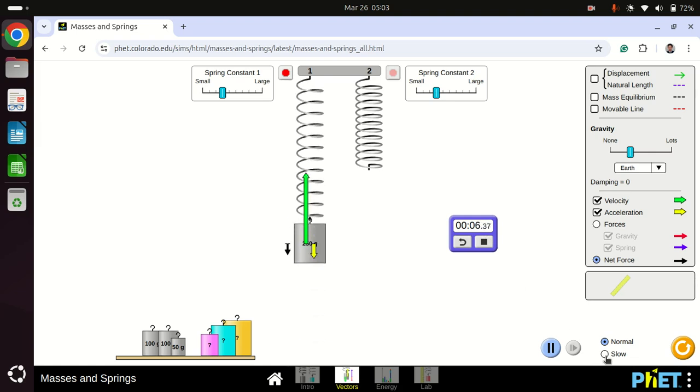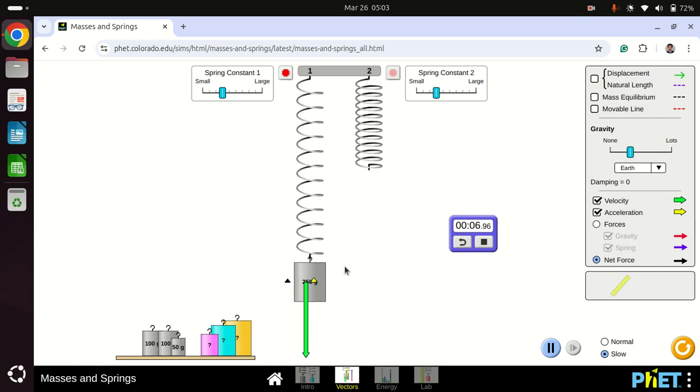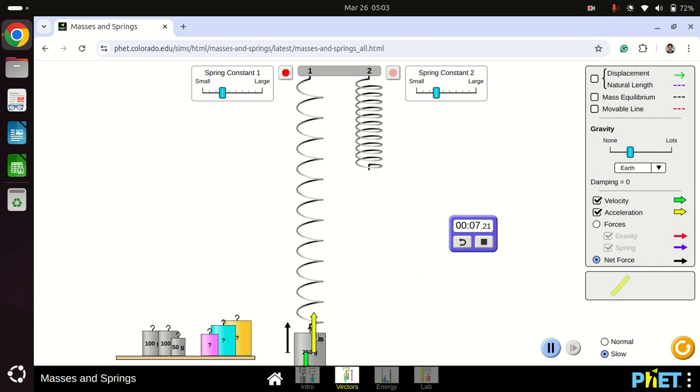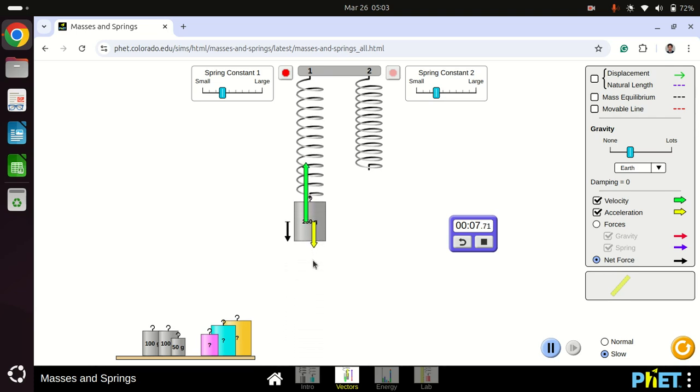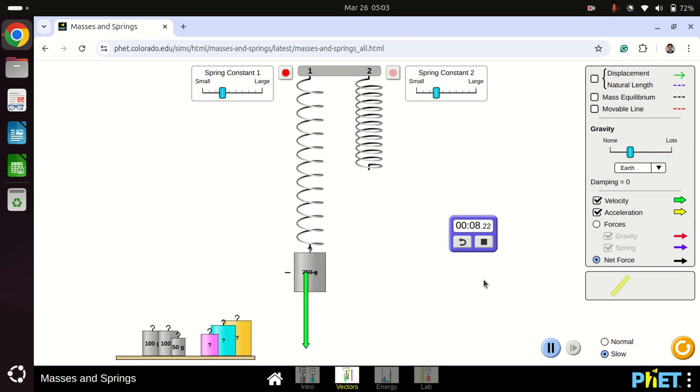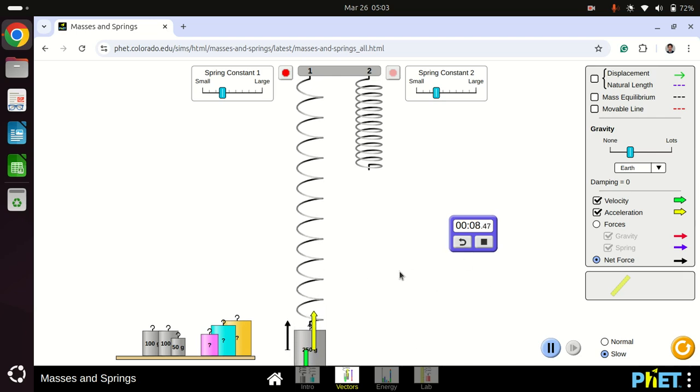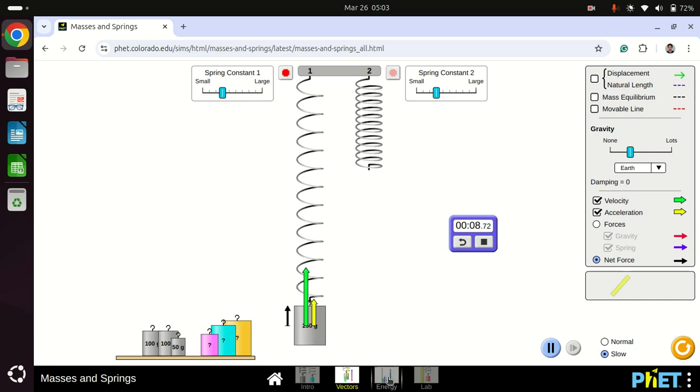Now let me click slow. Yes, you can see both are becoming slow, so you can see very accurately what is happening here, and at the same time you can measure the time also accurately. So this one is very good.